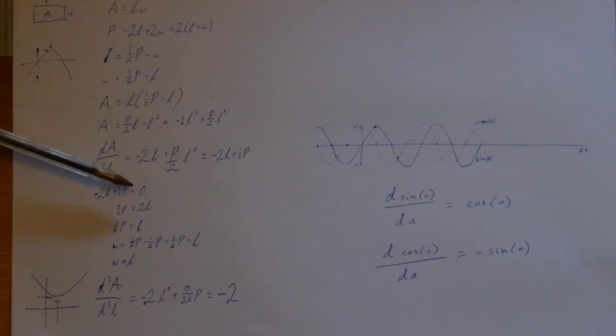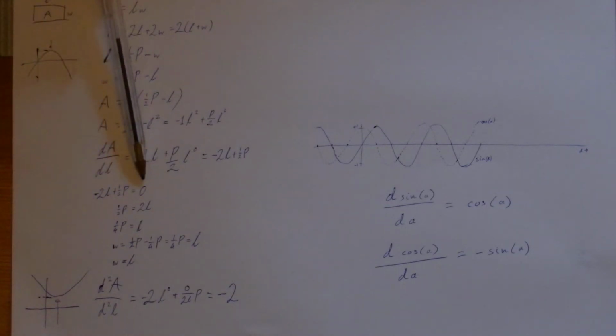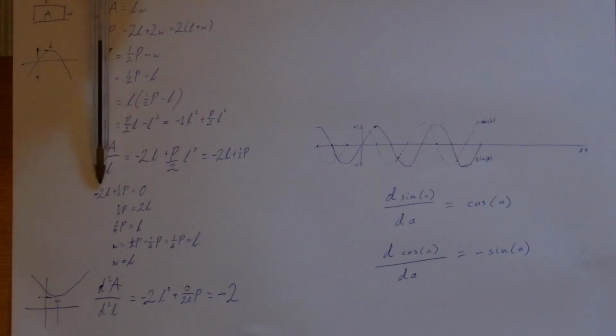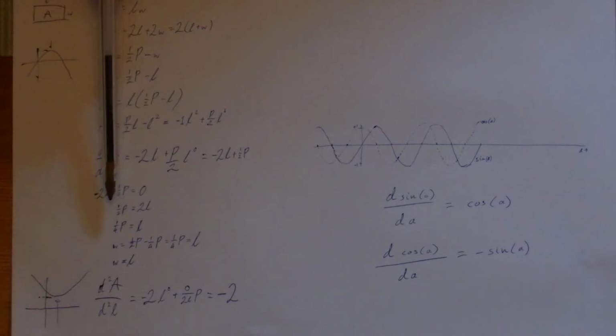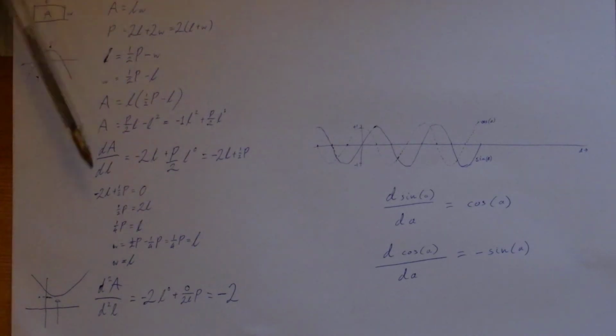Where it's at a maximum, that must be 0. Minus 2L plus a half p is 0. Add 2L to each side, you get half p is 2L. Halve each side, you get a quarter p equals L. And that's a quarter of the perimeter. I'm not talking about anybody taking a miniature Riley here.